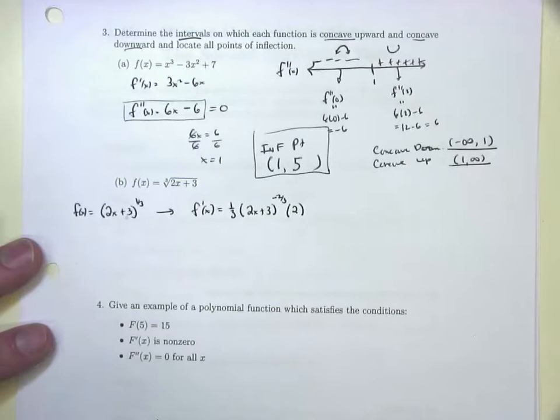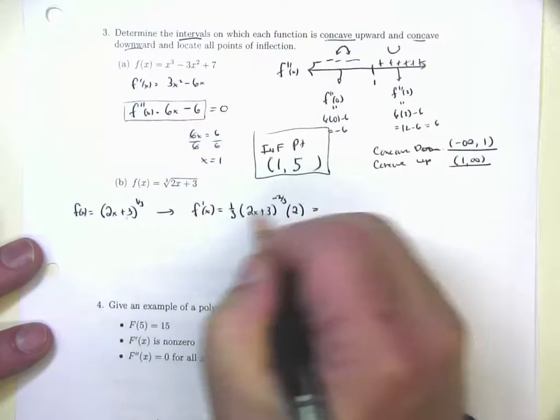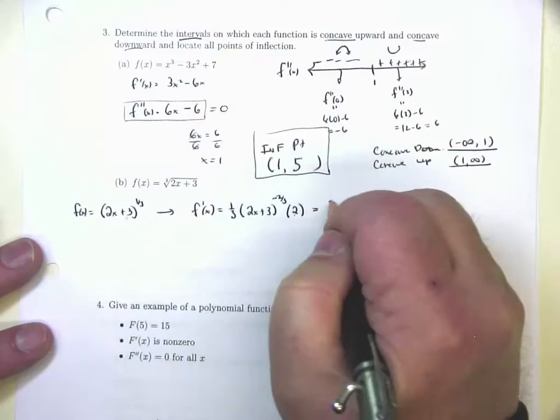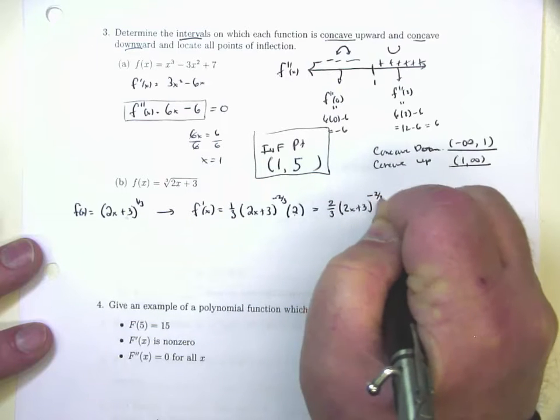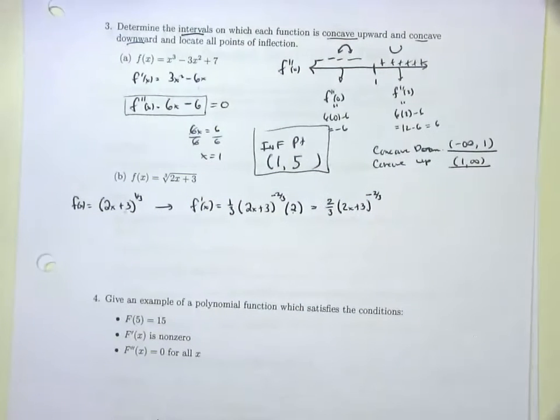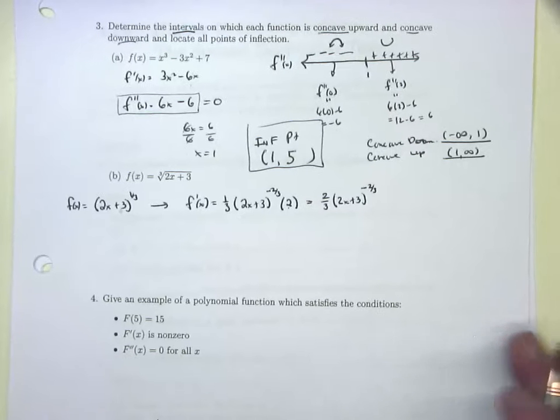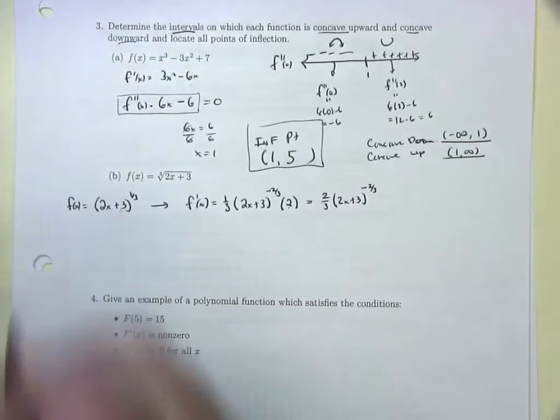But you've got to clean them up before you take another derivative. So cleaning this guy up, I'm just going to put my constants together. 2 times 1/3 makes it 2/3 times 2x plus 3 raised to the negative 2/3 power. Okay? Now, let's take the second derivative.